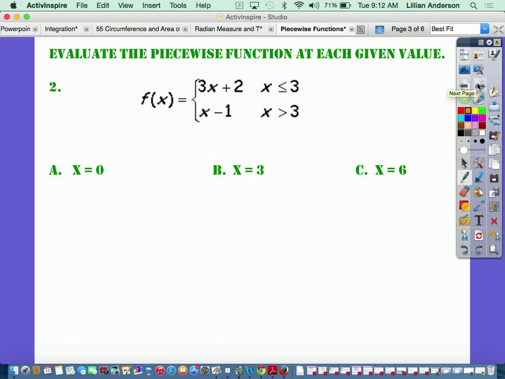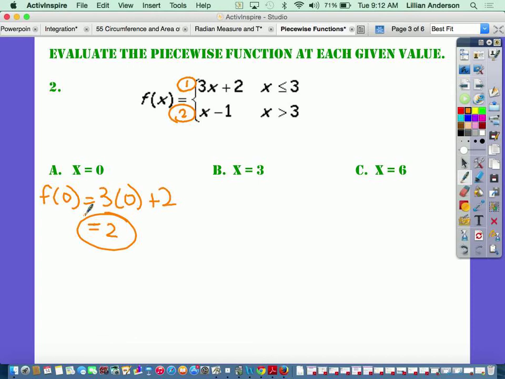Look at number 2. You have 3x plus 2 for all your x values that are less than or equal to 3, and then you have x minus 1 for all your x values that are greater than 3. X equals 0. Am I going to plug that into my first function or my second function? First, because 0 is less than 3. So when I evaluate it, what do you get? 2.